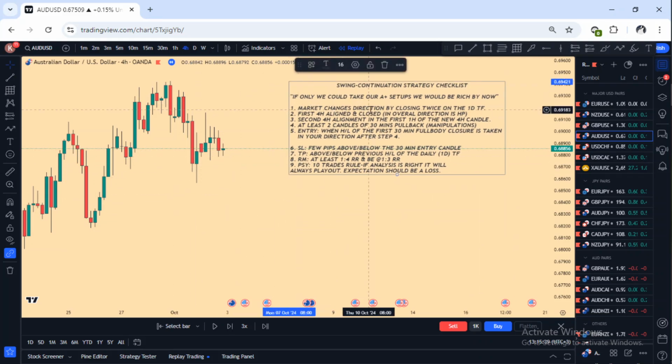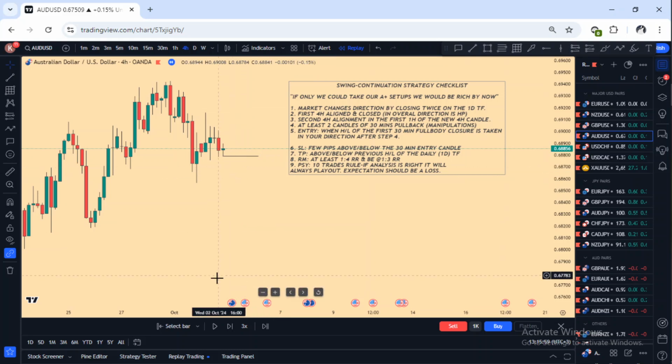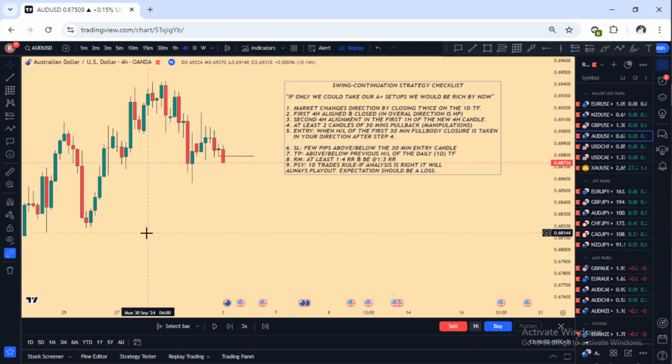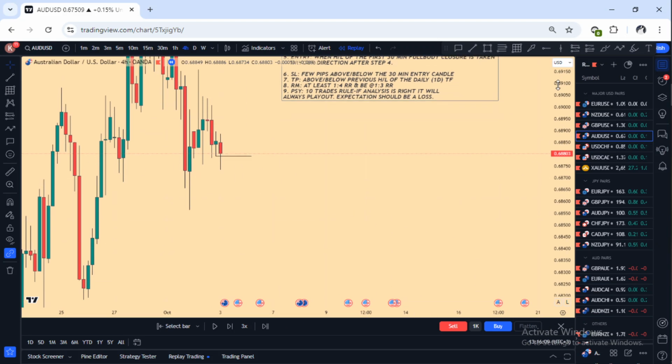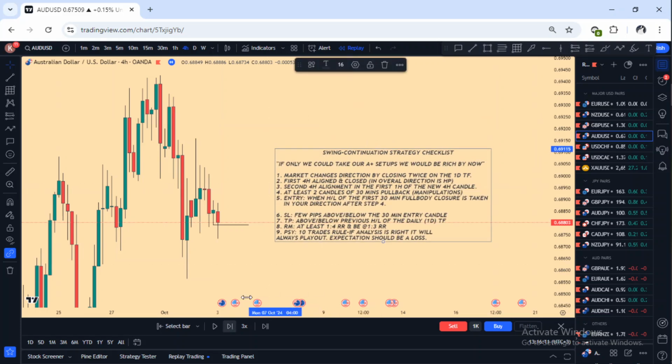So market changes direction by closing. That one is checked. First 4 hour aligned and closed in the overall direction, which is high probability. Aligning means that we were selling, so if it takes the low of this, it means that is high probability. Now you can see it starts by taking the low of this. So that means that the first 4 hours has just aligned in the previous day.